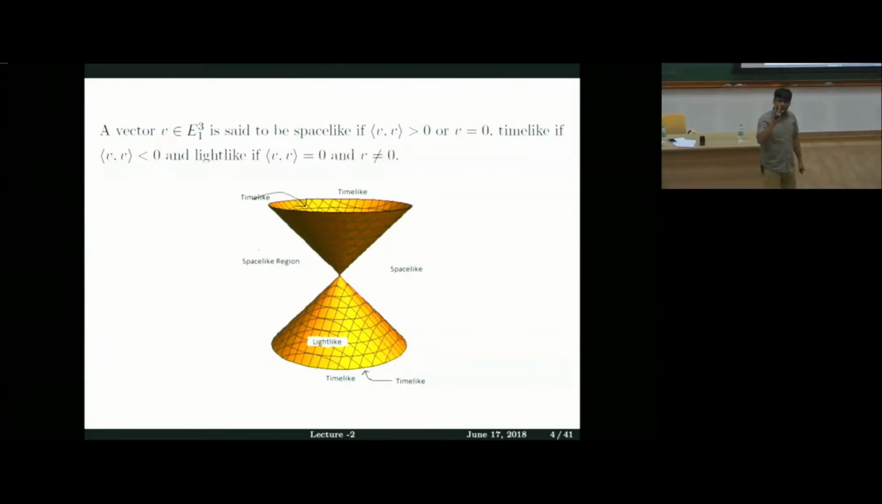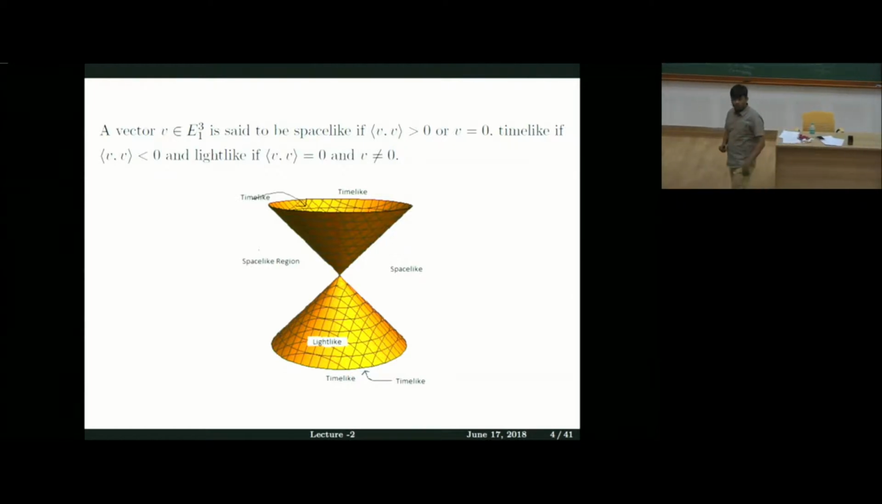It is a result: if you have two independent light-like vectors, then the span will be a time-like subspace.